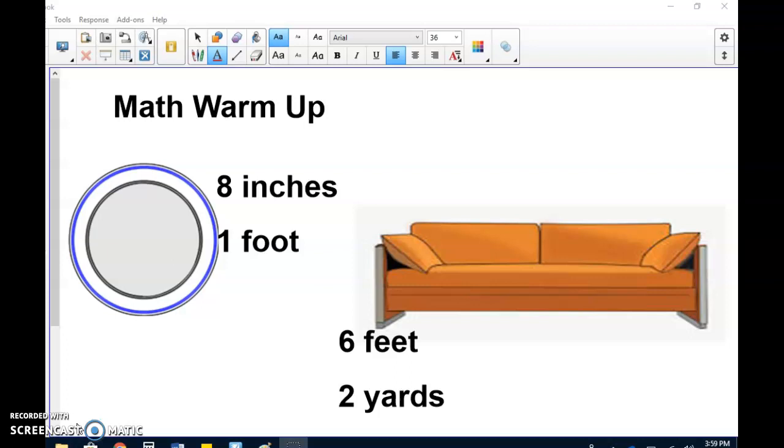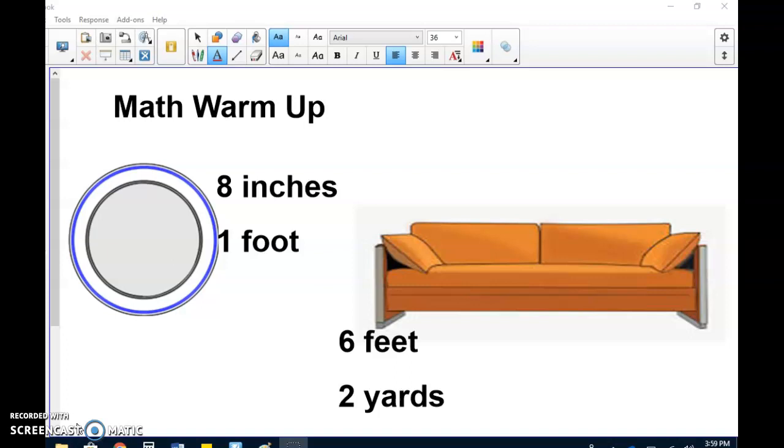In your Google Slides, you were asked to measure your plate in feet and then to measure it in inches. You were also asked to measure your sofa in feet and then measure it in yards. The next question was to see if you use more feet or more inches to measure the plate, or if you use more feet or yards to measure your couch.